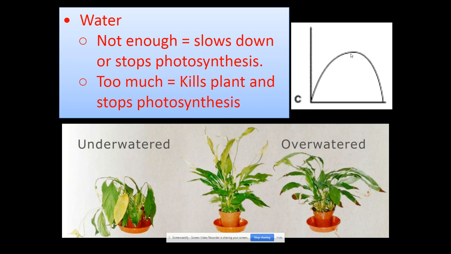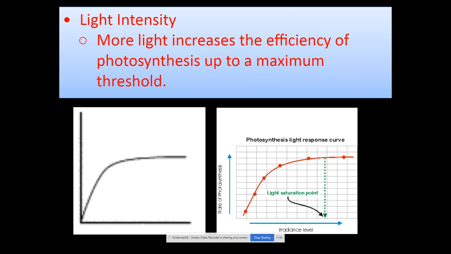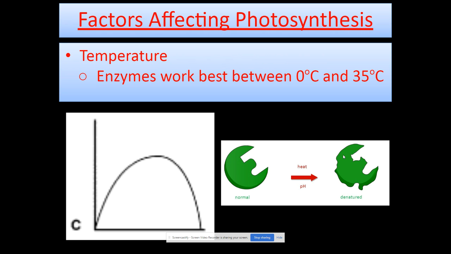In terms of light intensity, increases in light intensity increase the rate of photosynthesis up until the light saturation point, at which it will not increase the rate of photosynthesis anymore. It will just plateau. And lastly, temperature.